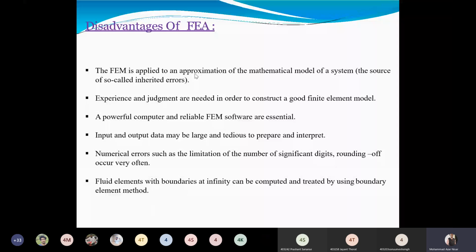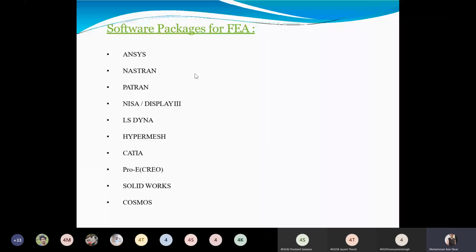These are the various software packages used for FEA: ANSYS, Nastran, Patran, LS-DYNA, Hypermesh for meshing purposes, and CATIA for creating the models for various modules and forms.